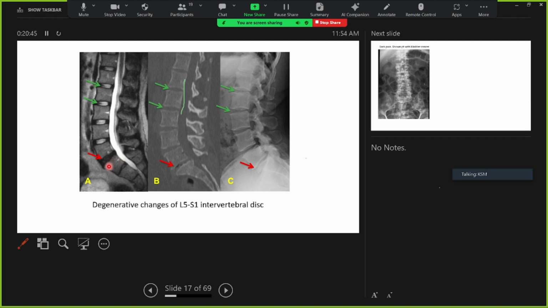And in the MRI, if you see the other intervertebral discs, these are normal signals. The center is high, the nucleus pulposus, and the periphery is low signal. Here, the whole disc is low signal, with reduced height and posterior bulging.